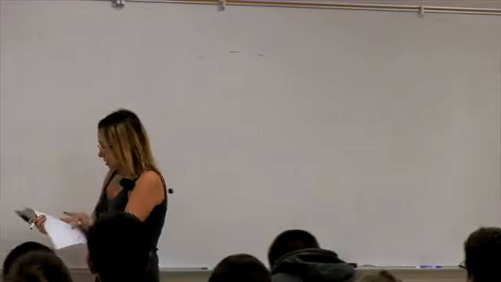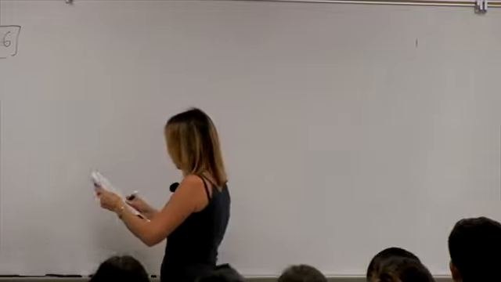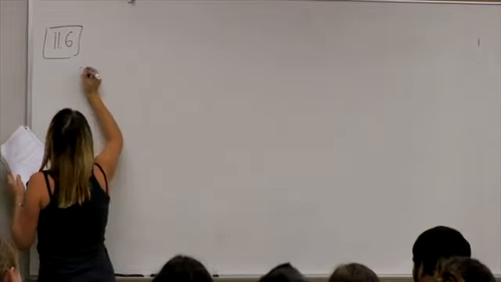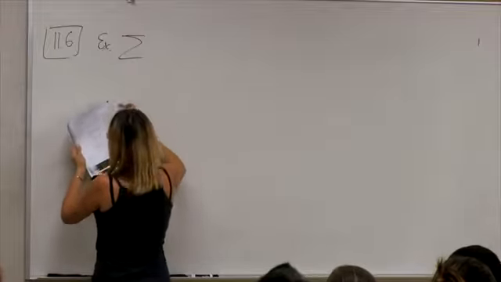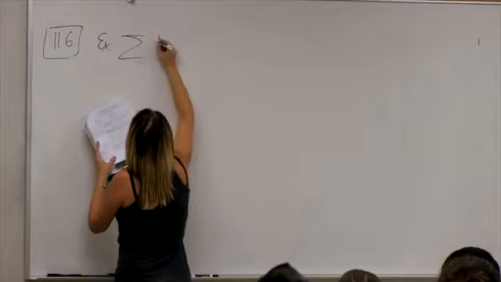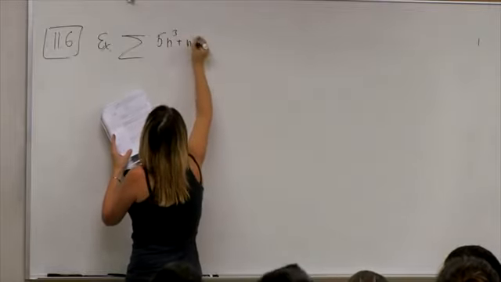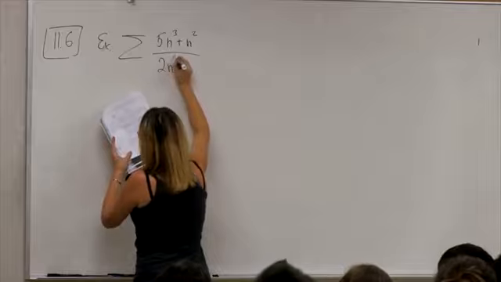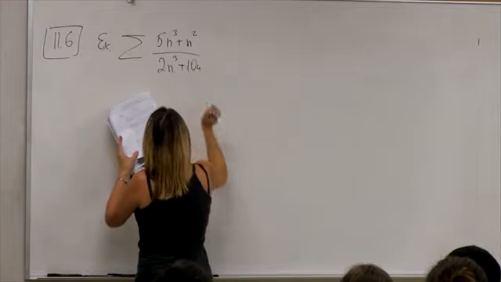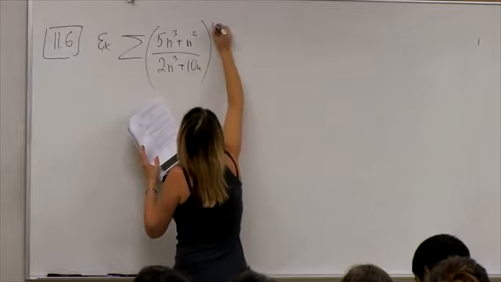So let us look at one example, and then I'll explain why this works. We consider the following series: (5n cubed plus n squared) over (2n cubed plus 10n), all to the power of n.